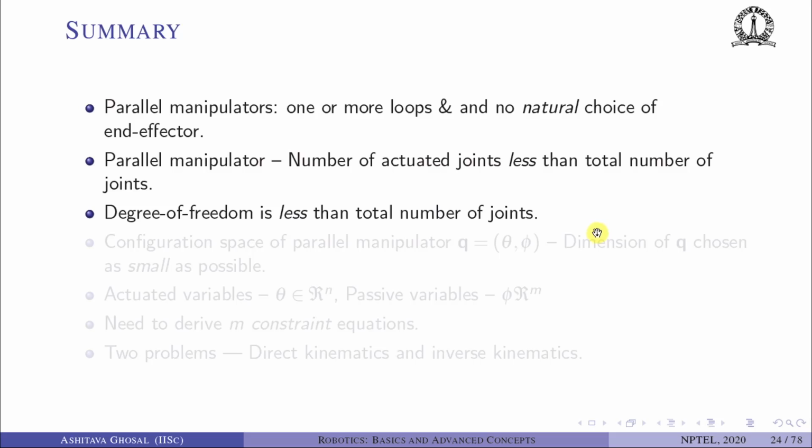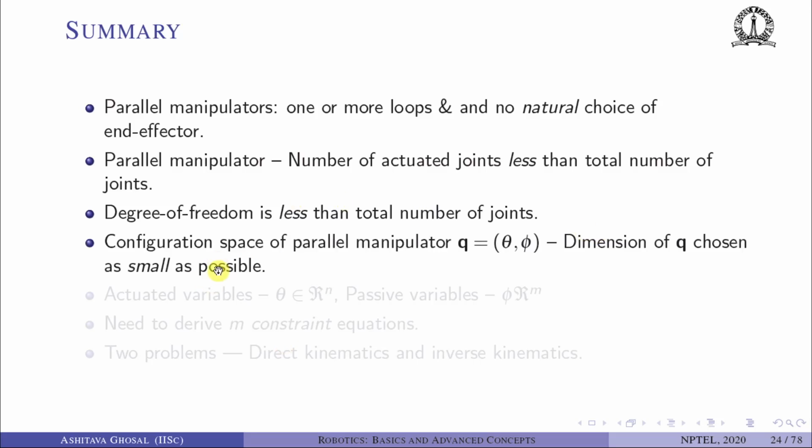In a serial robot like a Puma, we had 6 rotary joints of 1 degree of freedom each, and the degree of freedom was 6. In a planar 3R robot, we had 3 rotary joints of 1 degree of freedom each, and the degree of freedom of the planar 3R was 3. Whereas in a parallel robot, the number of joints is much more than the degree of freedom.